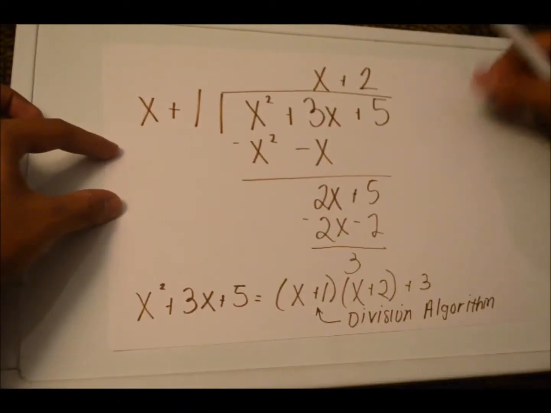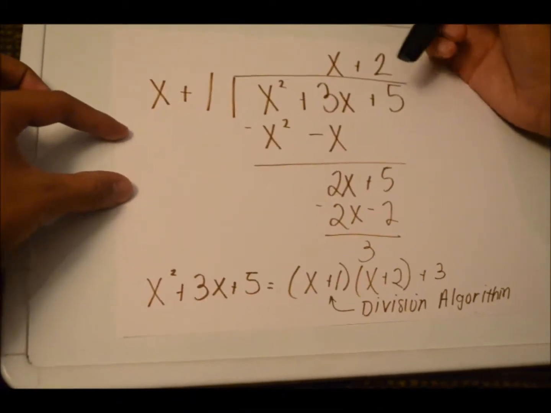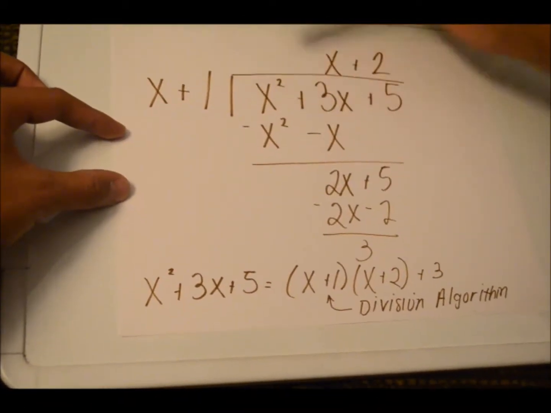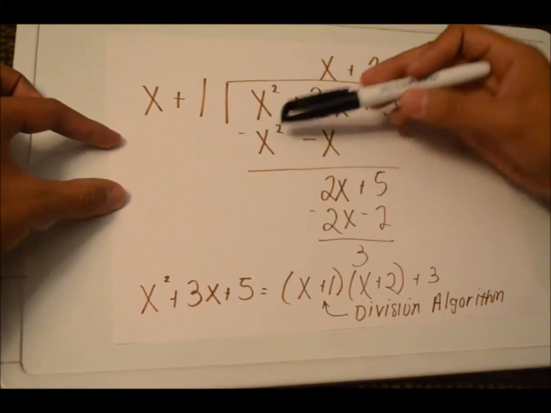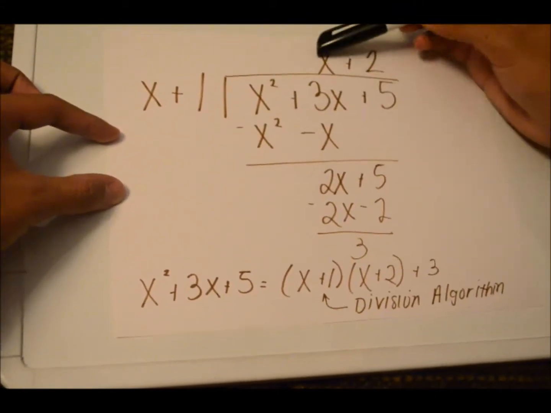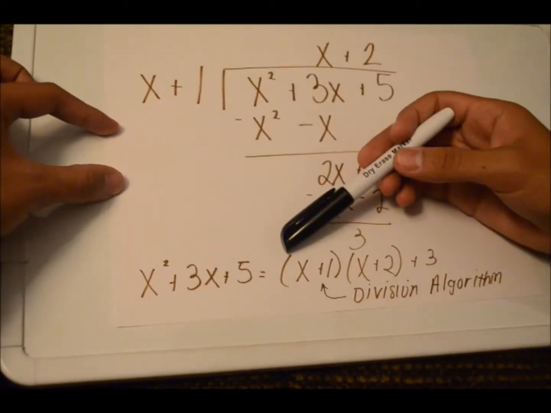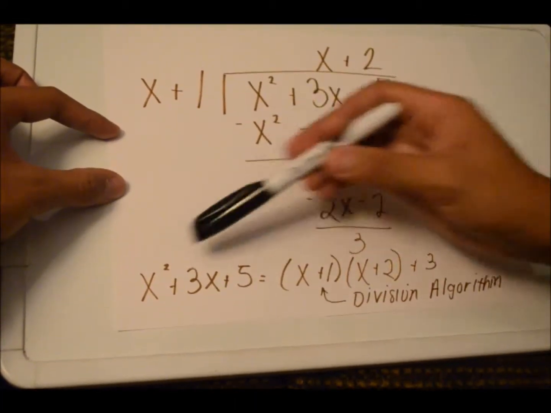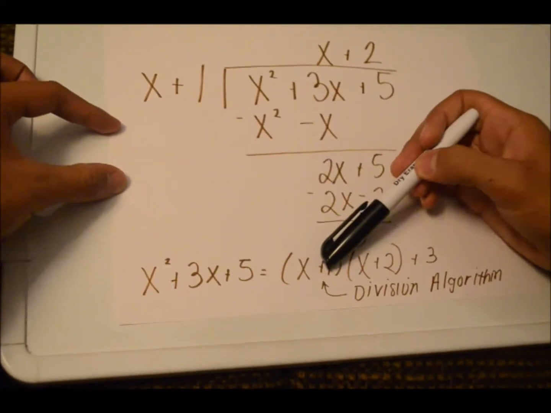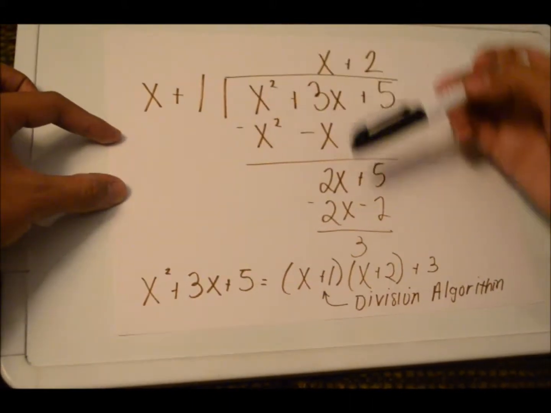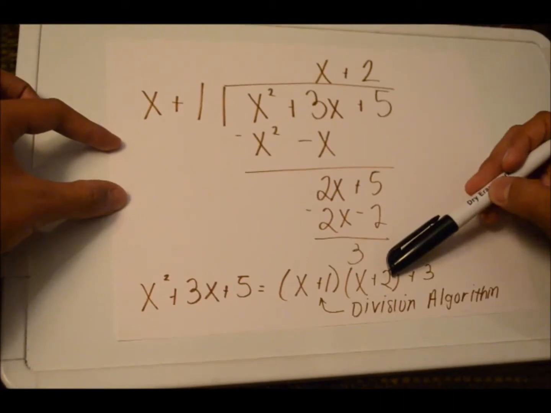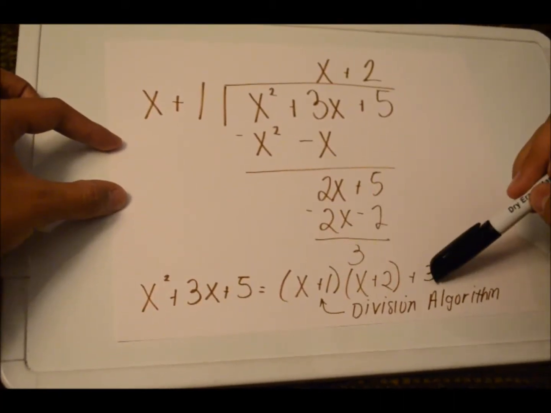An example of the division algorithm would be this problem in which we are dividing x squared plus 3x plus 5 by x plus 1, in which we are going to write it in division algorithm form by placing x plus 1 as the divisor, x plus 2 as the quotient, and 3 as the remainder.